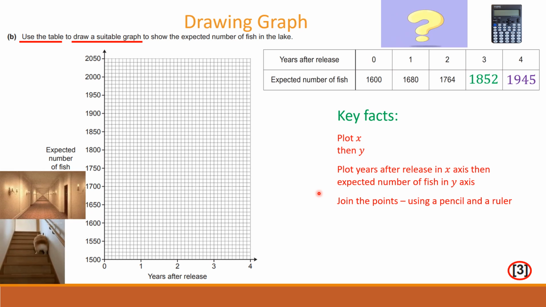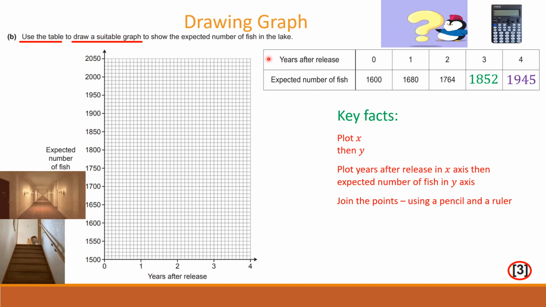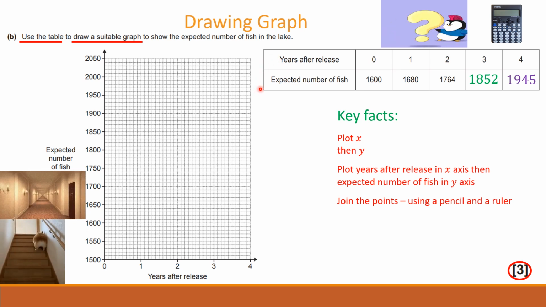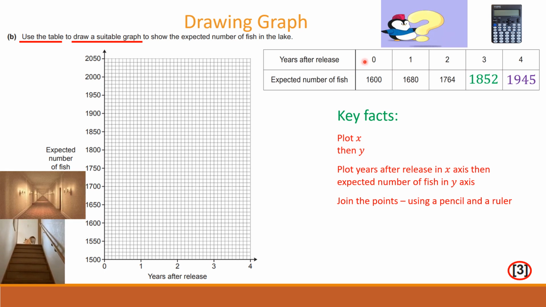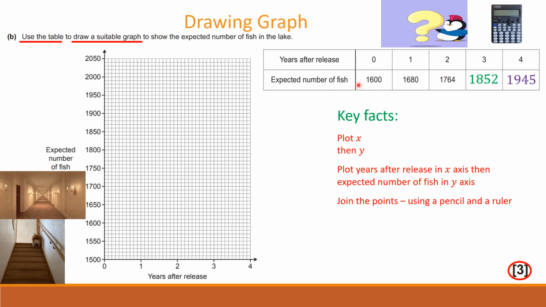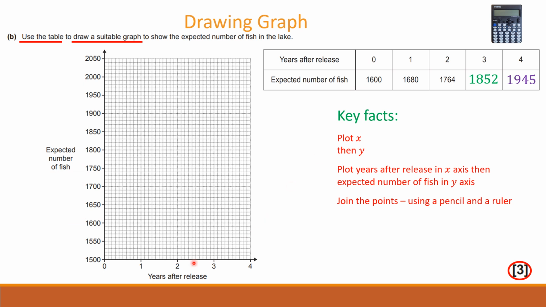Well done, guys. Hopefully you've managed to work out how to plot these points. You should have been looking at plotting the number of years after release against the expected number of fish. So to start with, we were plotting the coordinate 0 against 1,600. So across here we've got 0 years, and then we're going to go up the stairs, so up 1,600 to this point here, and then we put a cross.